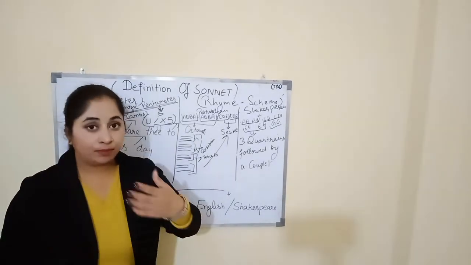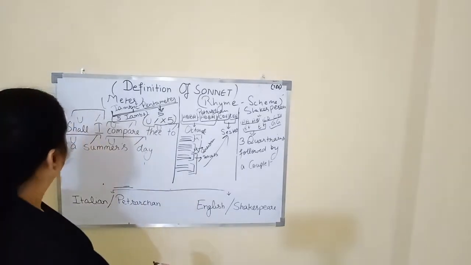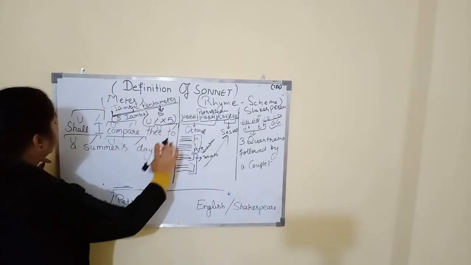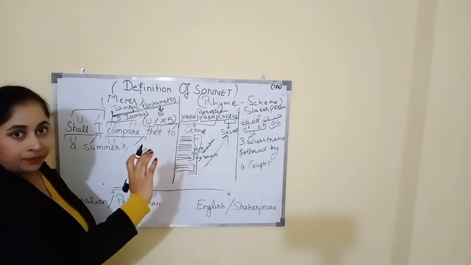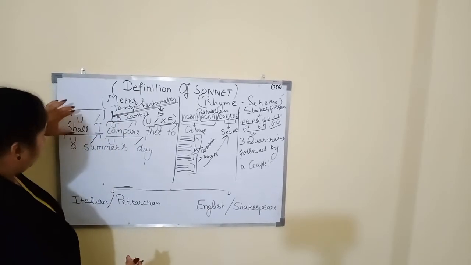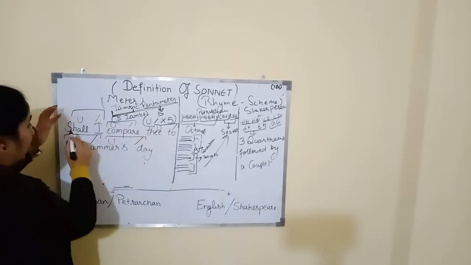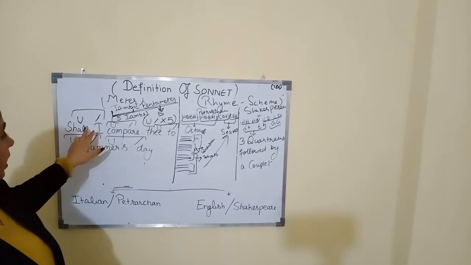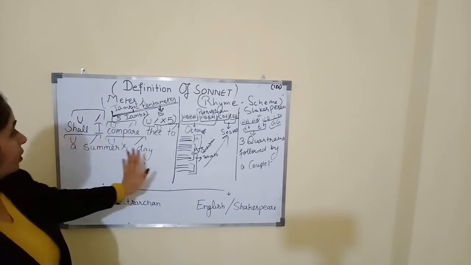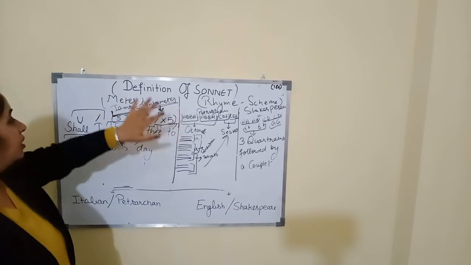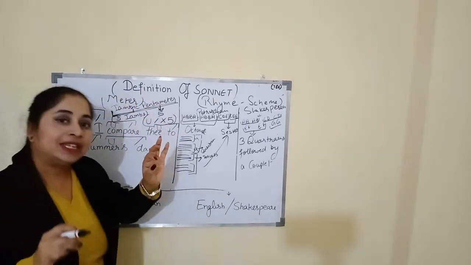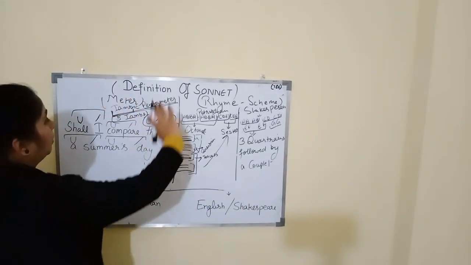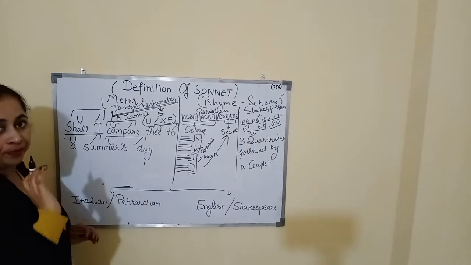And when we read this line, how will we do that? Shall I compare thee to a summer's day, right? So 5 iambs, and in each iamb there is one unstressed and one stressed beat, okay? And that is one syllable. In total that is 5, which is called iambic pentameter. So this meter is used, and you can easily sing that, like, shall I compare thee to a summer's day, like this.